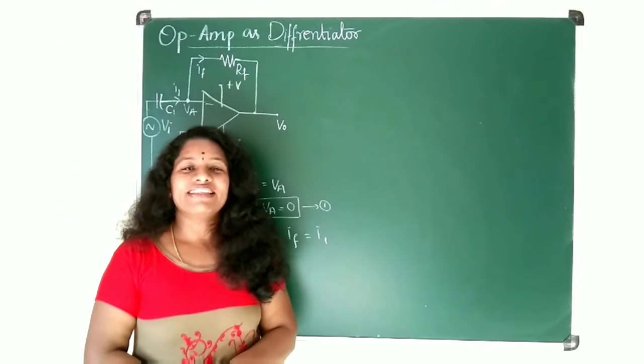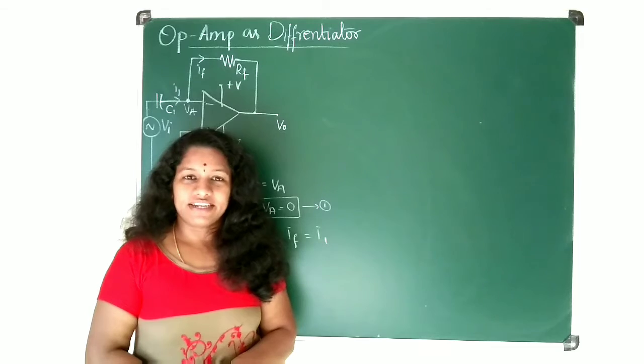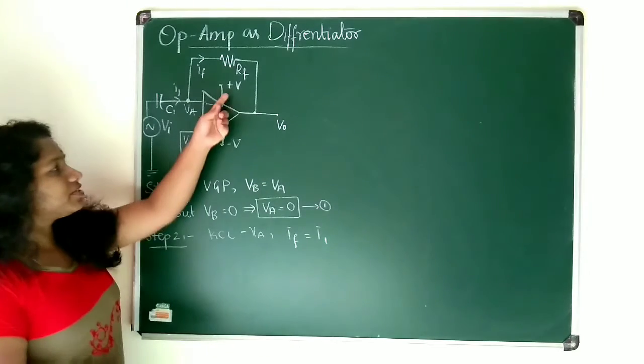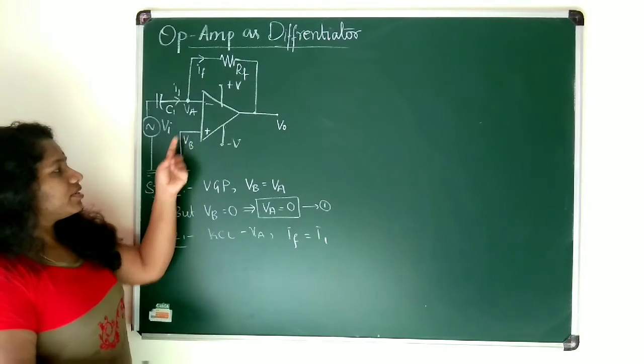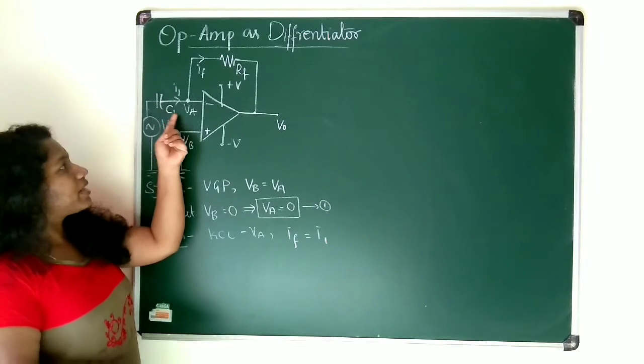Hi, this is VBL. In this video, you are going to learn how an op-amp can be used as a differentiator. For that, I have taken an op-amp with dual power supplies plus V and minus V, and the non-inverting terminal is connected to ground. The inverting terminal is connected to the input voltage through a capacitor C1.